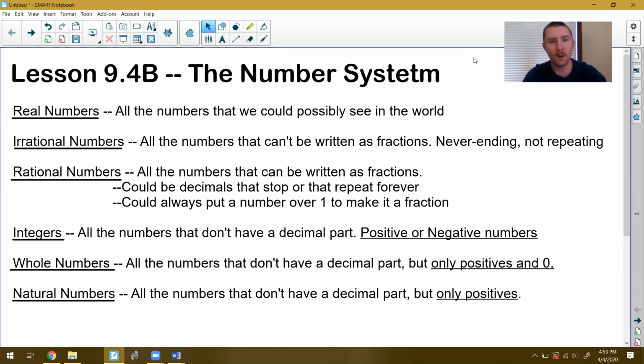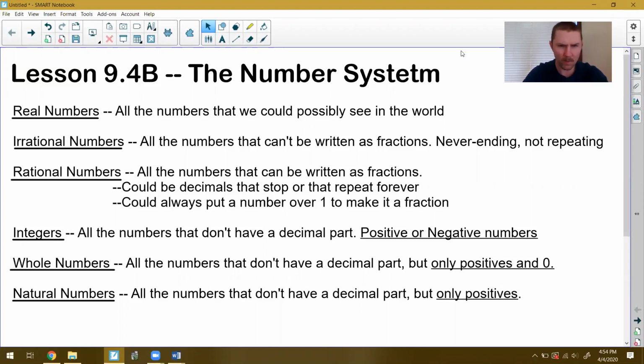We're going to continue talking about square roots in a certain context, but we're going to broaden our discussion today to talk about the numbering system that we use as a whole. So our main goal today is to be able to classify numbers that we see into certain categories. We're going to talk through all the categories we have to worry about, what each of them means, what the criteria are, and then we'll practice a little bit deciding where they go.